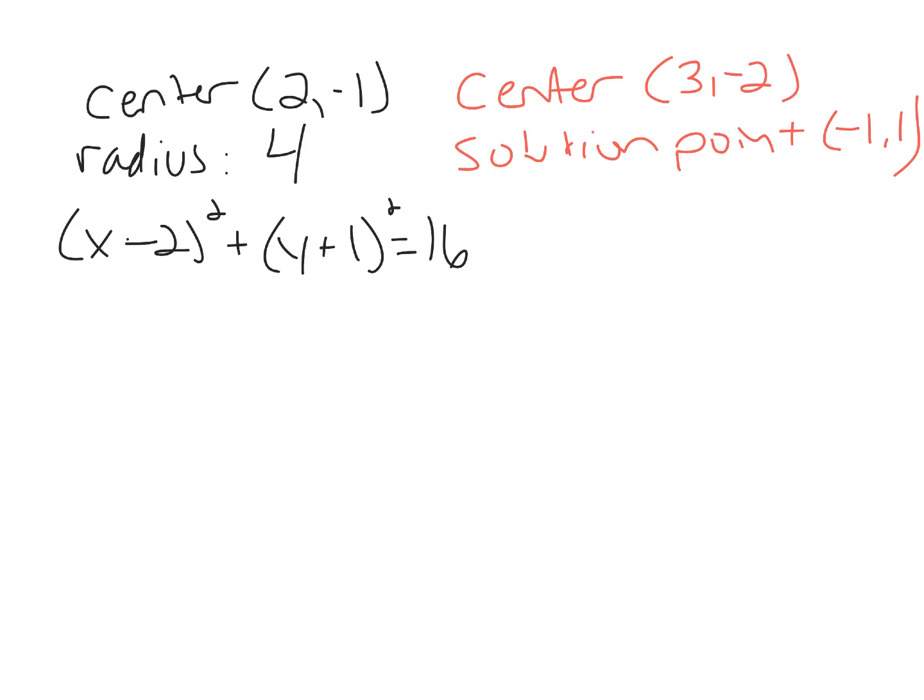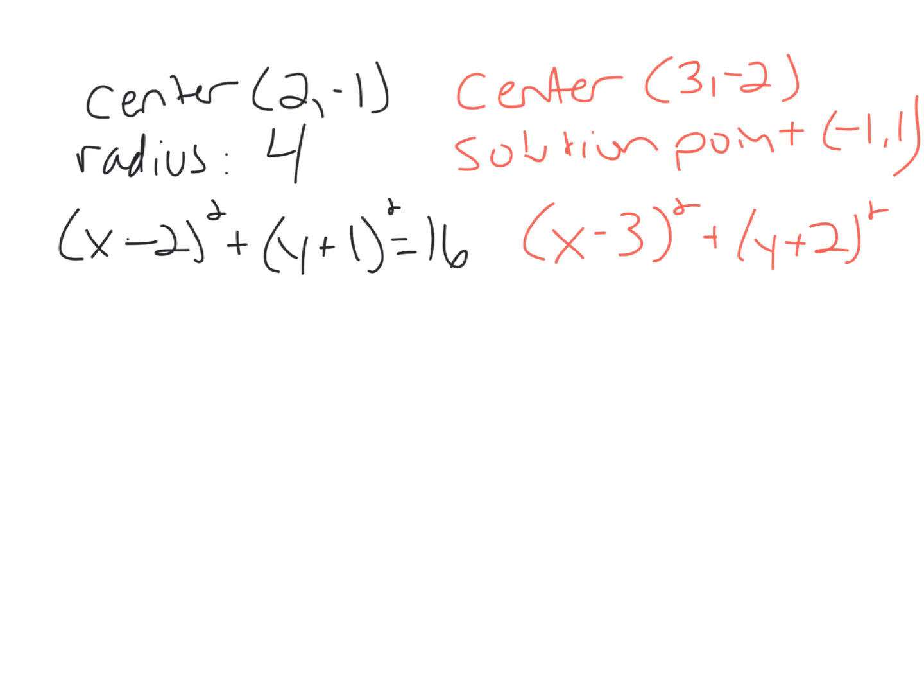Now, one part of the second problem is easy. We have the center, which means we have x minus 3 squared plus y plus 2 squared. Because remember, we're putting in h comma k. The center represents h comma k, so h value goes right there. K value goes right there. Now, I don't have the radius per se. I just said a solution point is negative 1 comma 1. Meaning, one point on your circle is negative 1 comma 1.